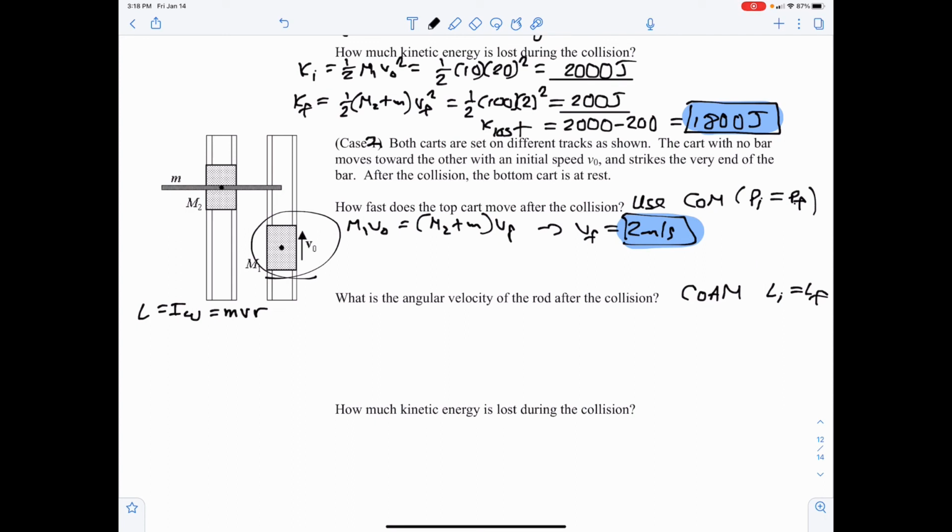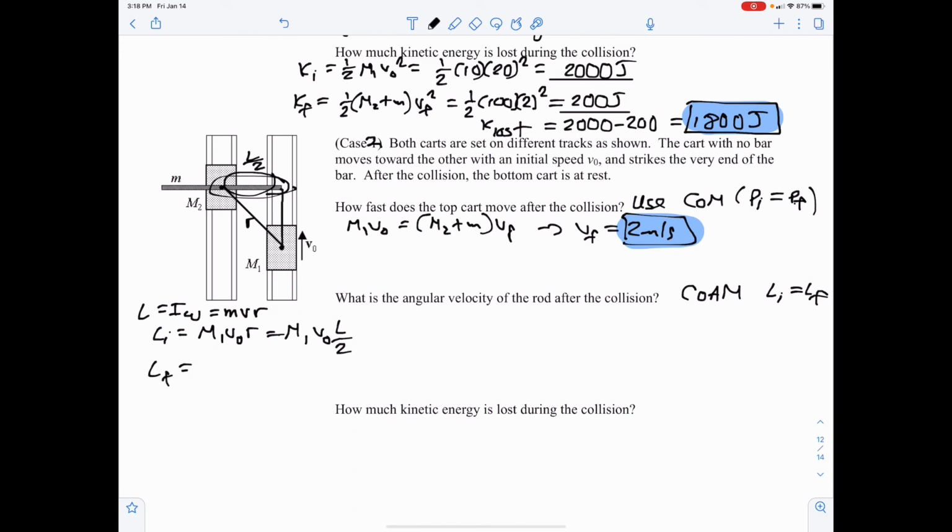And so before collision, L initial, we have m1 v0 and then r. Okay, and it's going to be right here. What we want for r is the perpendicular component right here, this component right there, which you can see is half the length of the bar, L over 2. So that would be m1 v0 L over 2.